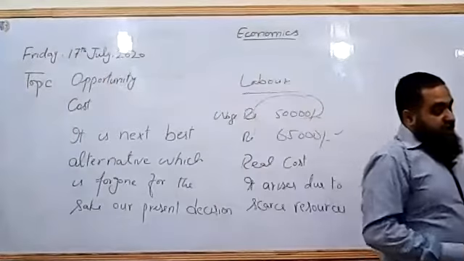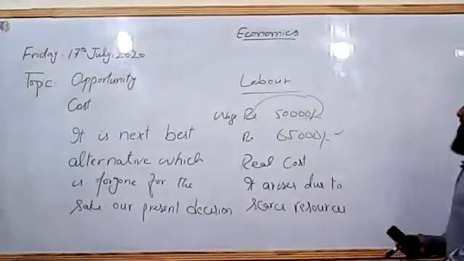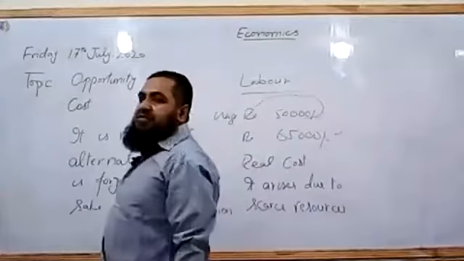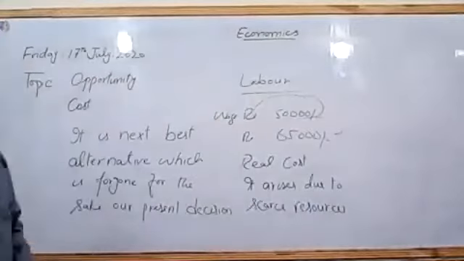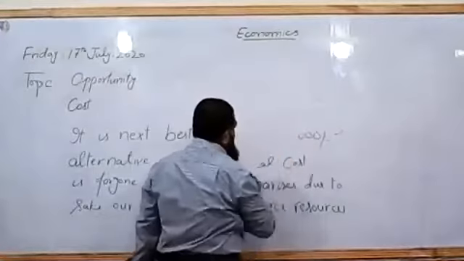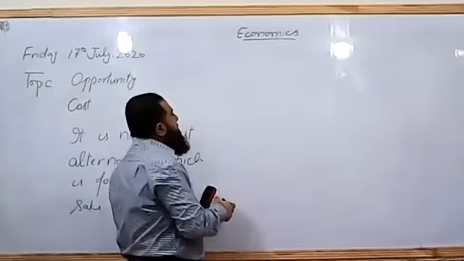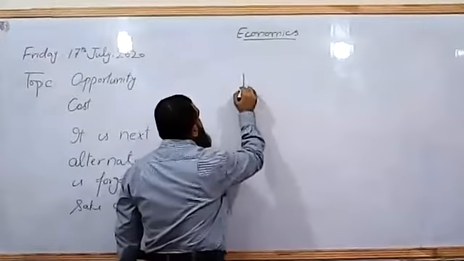Like we say, some of the goods which we are using are free goods. Why do we say they are free goods and others are economic goods? Free goods are those which have zero opportunity cost. They don't have any opportunity cost. What is the meaning of free goods?